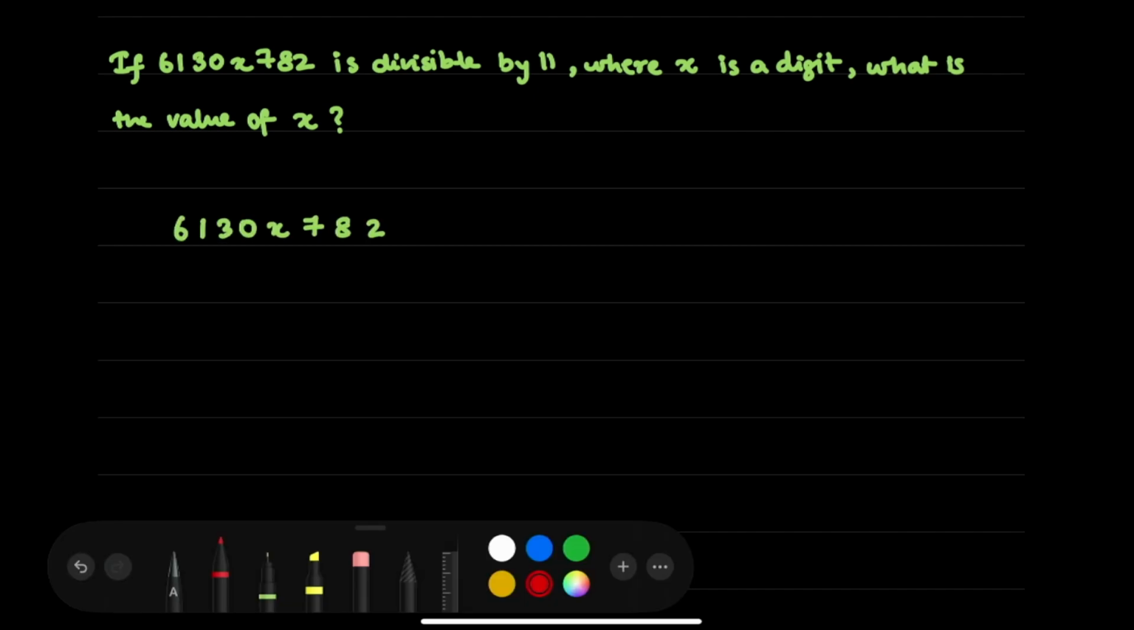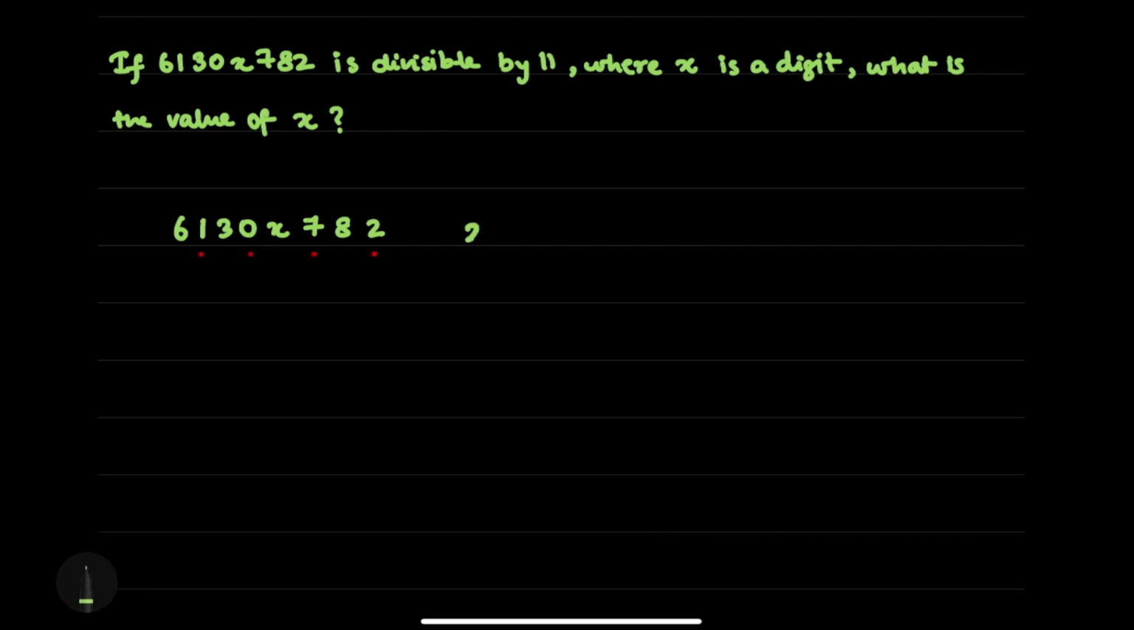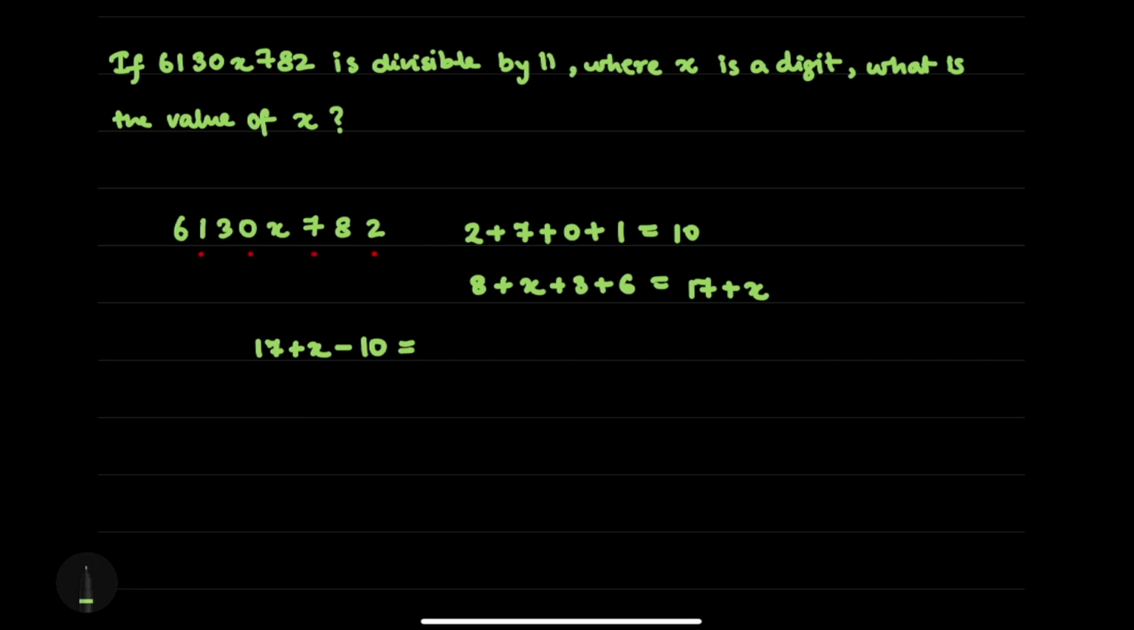So I'll mark the odd places with a dot, and let's take the sum of the odd places, and this comes out to be 10. Let's take the sum of the digits in the even places, and this comes out to be 17 plus x. So the difference, 17 plus x minus 10, should be either 0 or divisible by 11. Let's simplify this. This becomes 7 plus x, which can either be 0 or divisible by 11. Making 7 plus x equal to 0 can't happen because there's no positive digit that can make that happen. So this does not work.